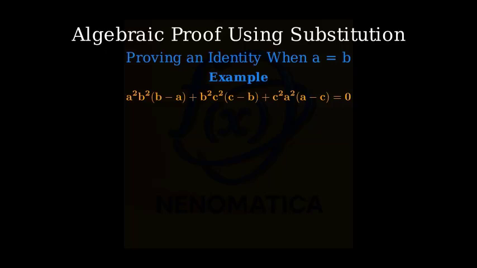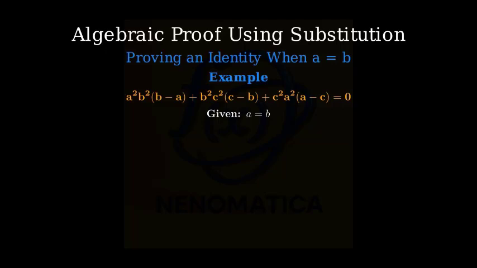A squared times b squared times the quantity b minus a plus b squared times c squared times the quantity c minus b plus c squared times a squared times the quantity a minus c. This is a classic example of algebraic substitution and manipulation. We'll need to carefully substitute the condition a equals b into the expression and see if we can prove it equals 0. Let's approach this step by step.